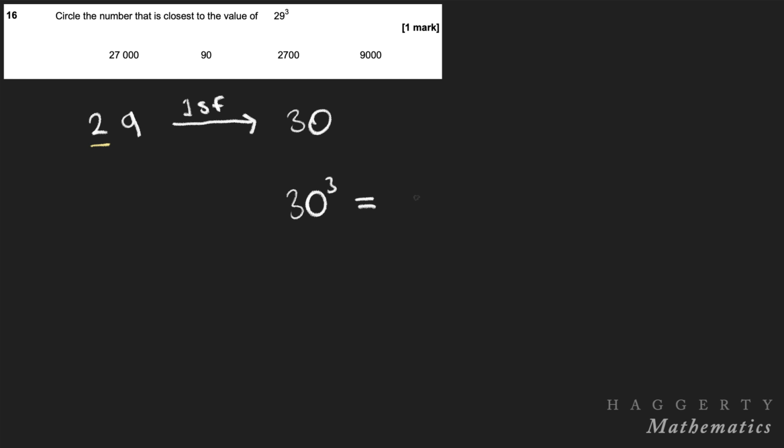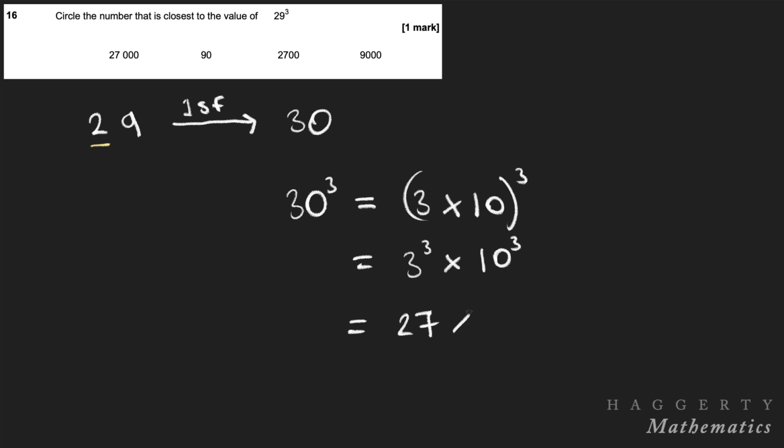And here's a pretty good way of thinking about it. 30 is 3 times 10. So we have a product, and then we're cubing it. And because I have a product cubed, you can just cube each of the factors. So you can do 3 cubed times 10 cubed. 3 cubed is 27, times 10 cubed, which is 1,000. And then that just leaves us with 27,000, right? So 27,000 is the approximate answer here. And that's question 16.